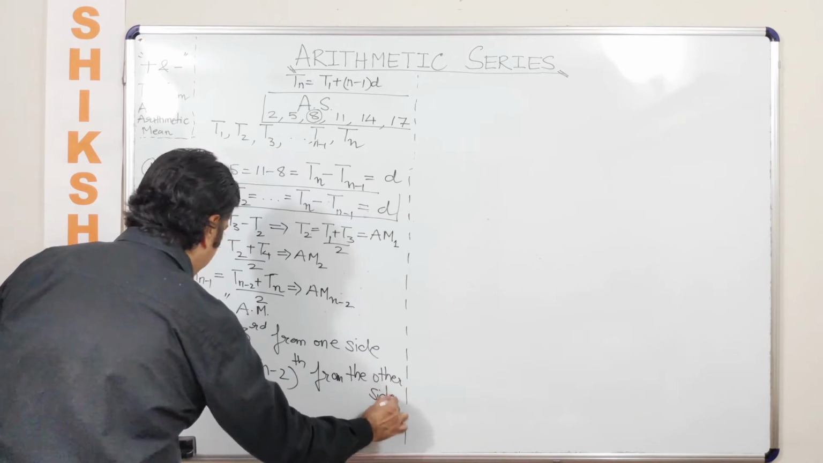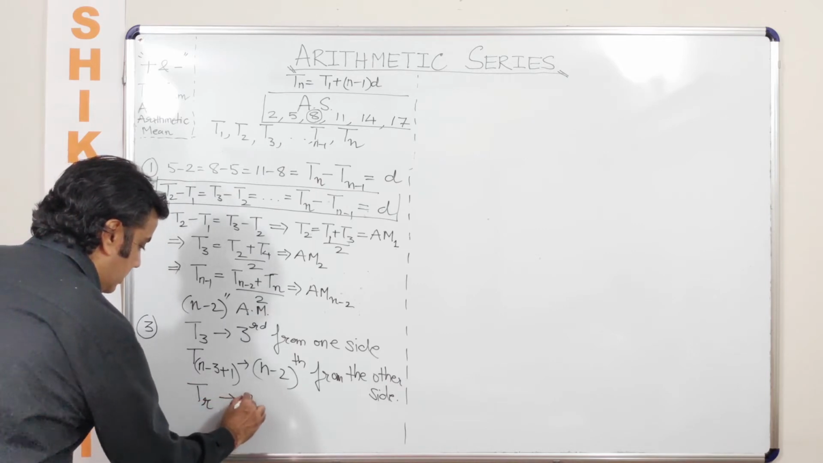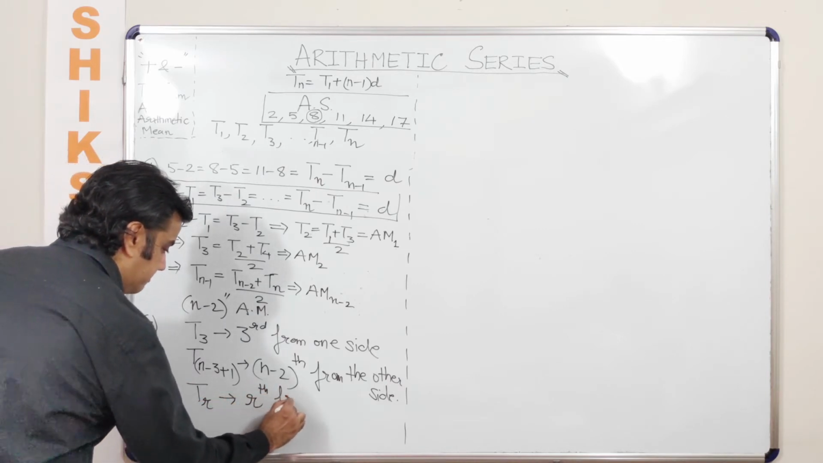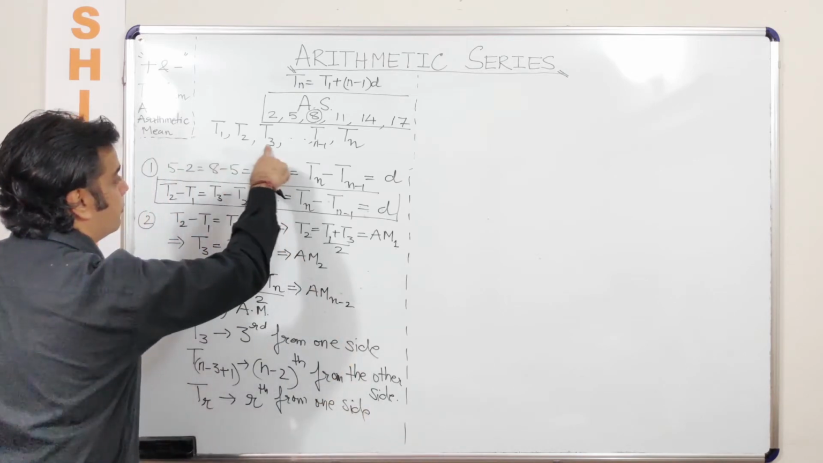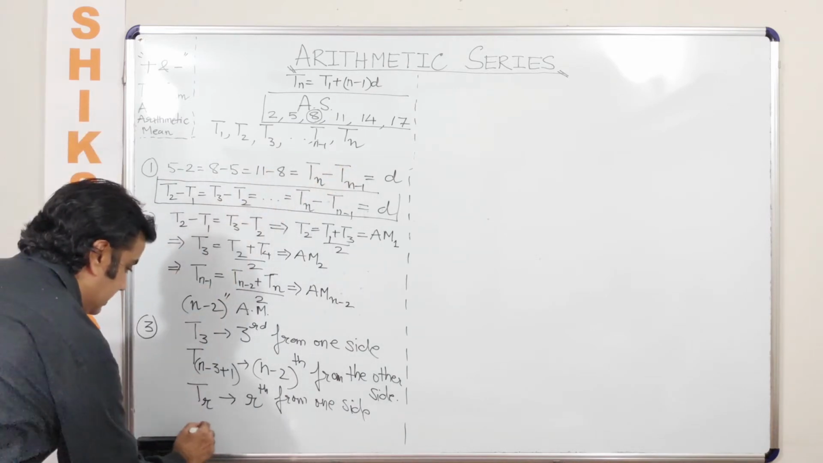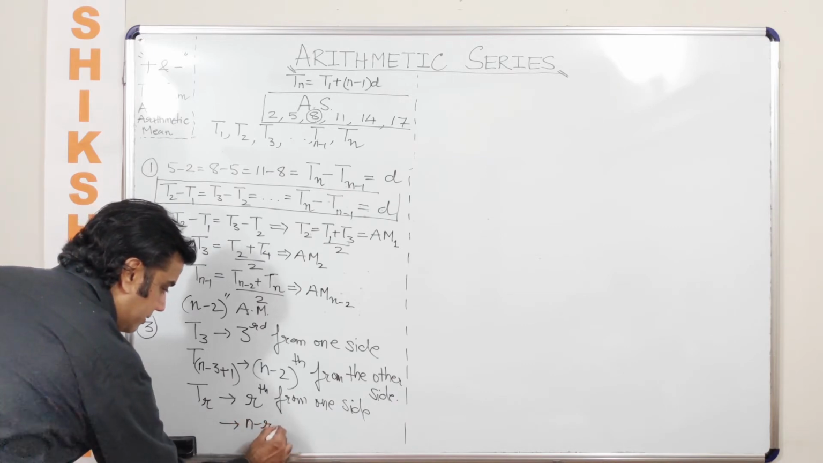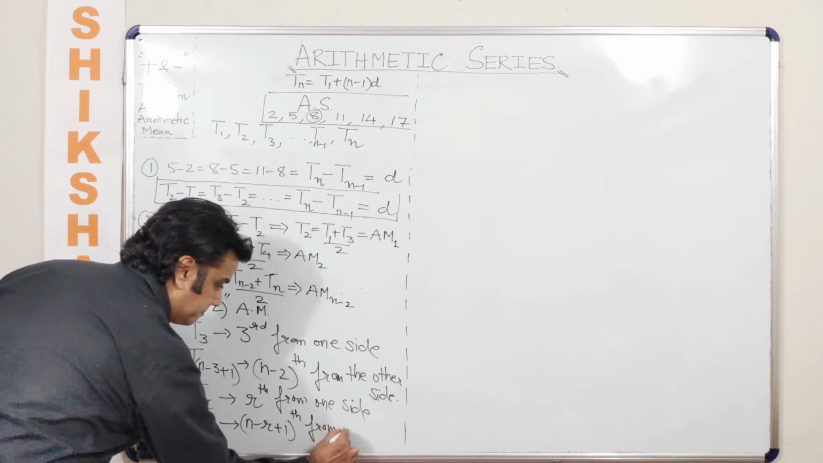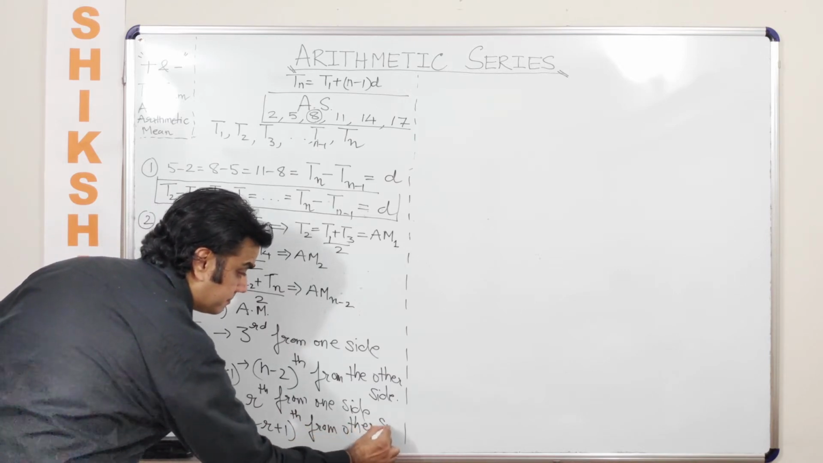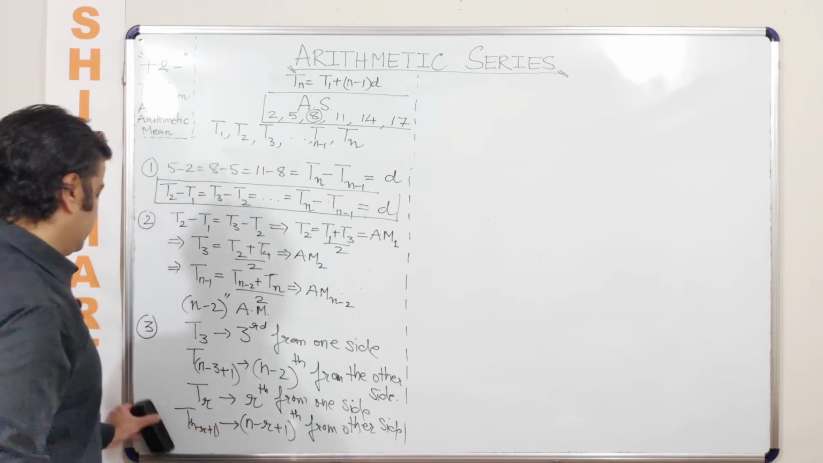To be more specific here, if there is a particular term, let's say Tr, rth from one side, and if we have n number of terms in that arithmetic series, the same term would be n minus r plus 1 from the other side. Is this correct? Let's just check it out. There's no rocket science behind this.